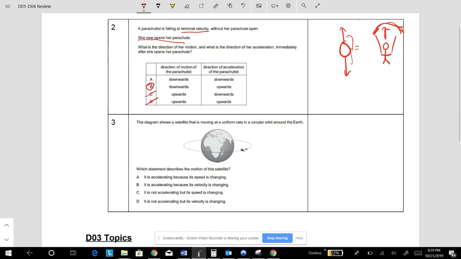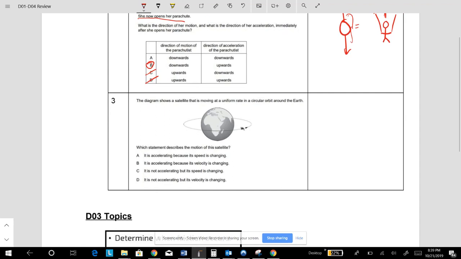All right. 3. The diagram shows a satellite that is moving at a uniform rate in a circular orbit around Earth. So it's moving at a uniform rate and it's in a circular motion. So one of the things with the satellites is it's asking what statement best describes the motion of the satellite.